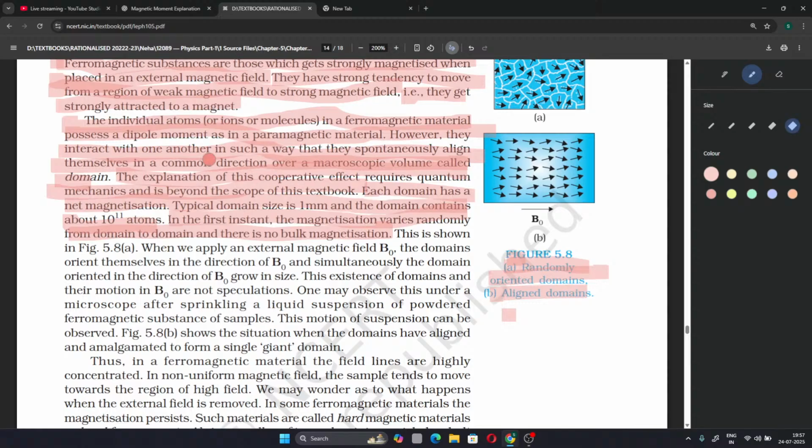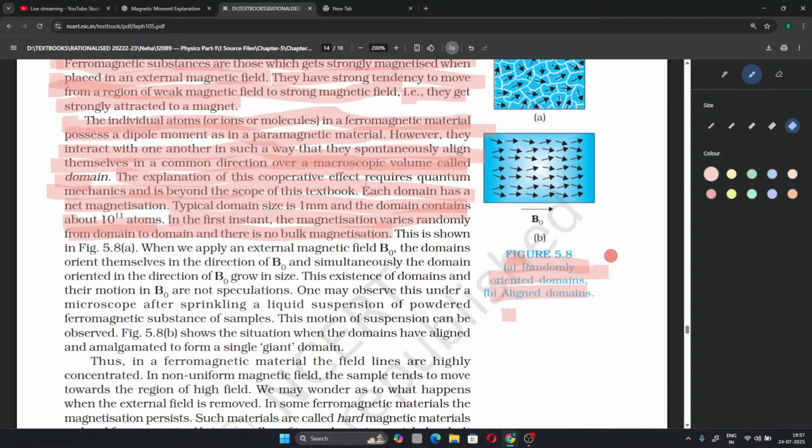The individual atoms or ions or molecules in a ferromagnetic material possess a dipole moment as in paramagnetic material. However, they interact with one another in such a way that they spontaneously align themselves in a common direction over a macroscopic volume called a domain. The explanation of this cooperative effect requires quantum mechanics. Each domain has a net magnetization. Typical domain size is 1 mm, and the domain contains about 10^11 atoms.